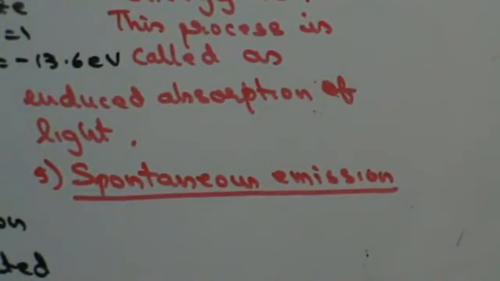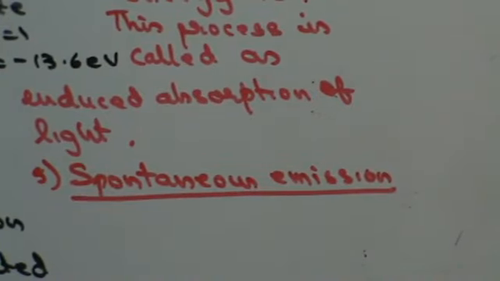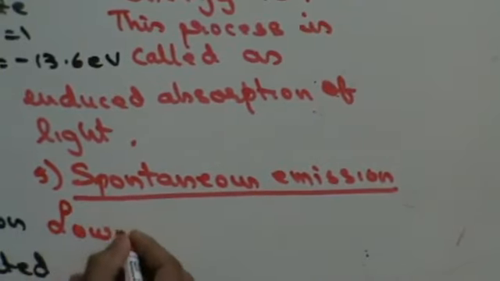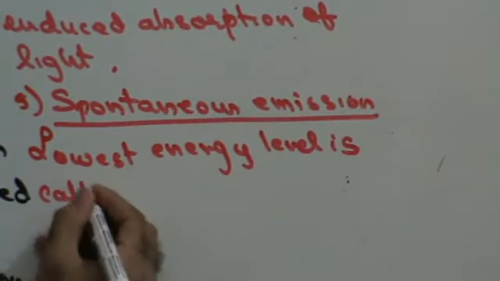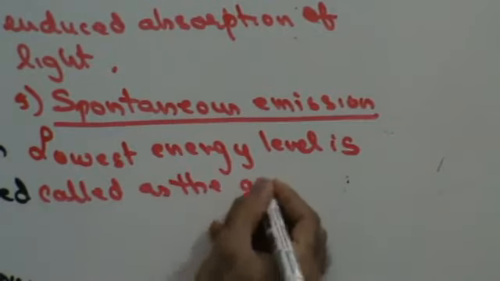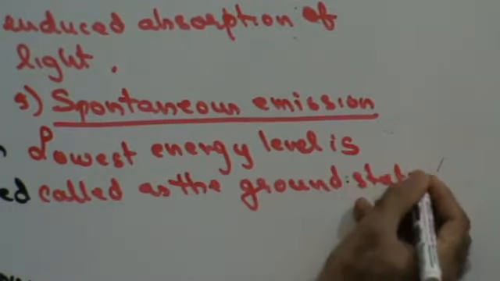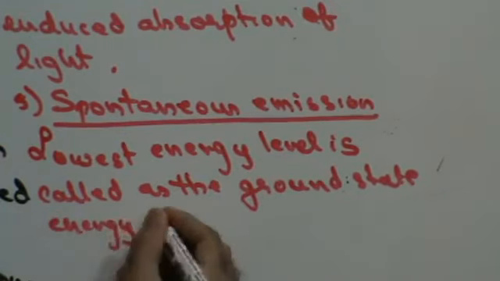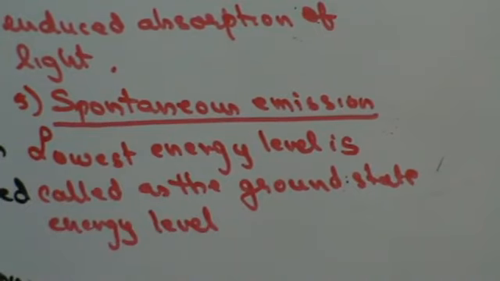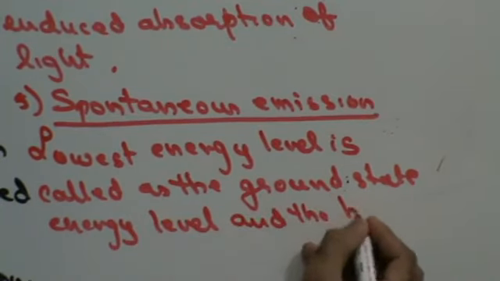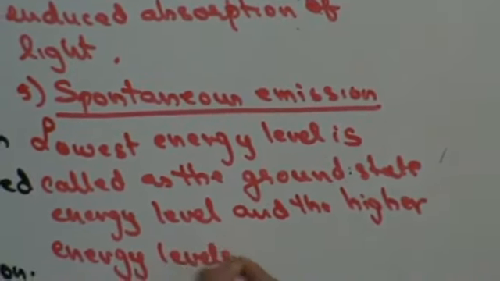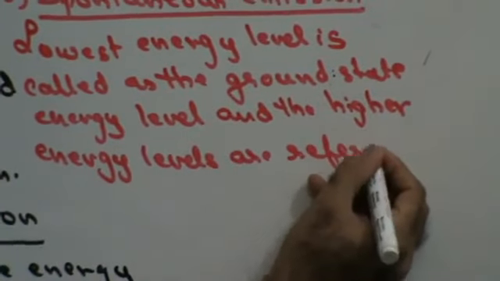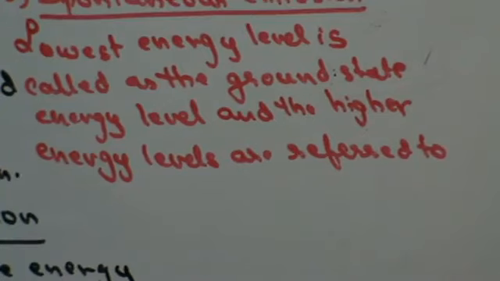I can say that the lowest energy level is called the ground state energy level, and the higher energy levels are referred to as excited energy levels.